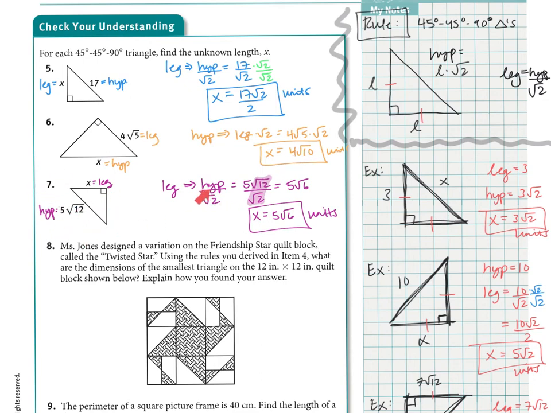Refresh of algebra, because we end up dividing by root 2. So if you have square root of 12 divided by square root of 2, we can actually divide those out because they're both under the radical. I can divide that to get square root of 6. So I have 5 square root of 6. Again, all of them are units because it's a certain length.